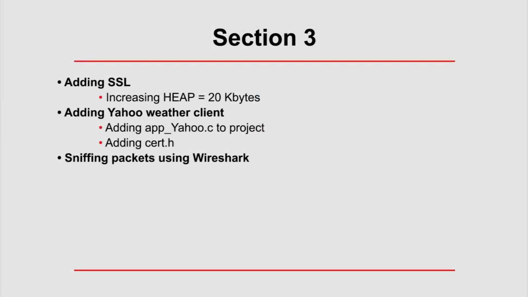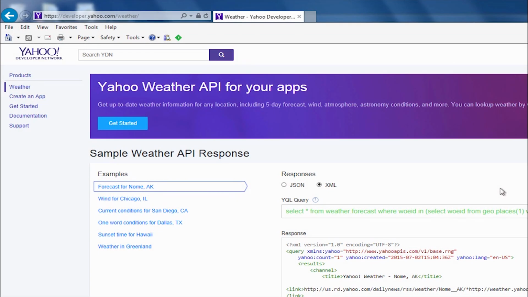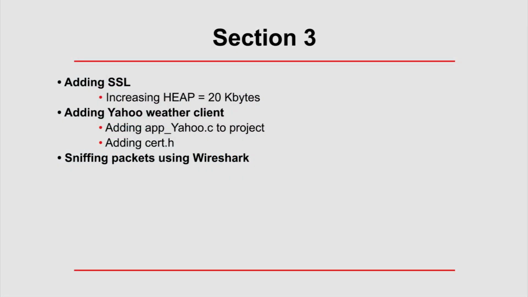Now in section 3 we will be adding the SSL library. This requires more dynamic memory allocation to store the key and the certificate, so we will need to increase the heap by 20 KB. We will be adding the Yahoo Weather client application. These are custom files written specifically for this demonstration, so we will add app_yahoo.c, and we will be adding certs.h, which is the certificate provided by that Yahoo weather server.